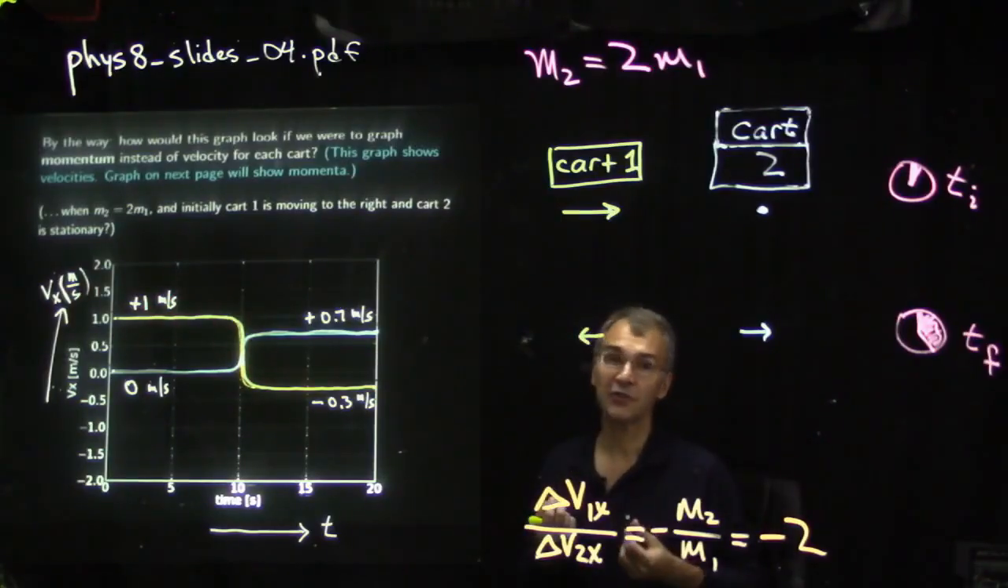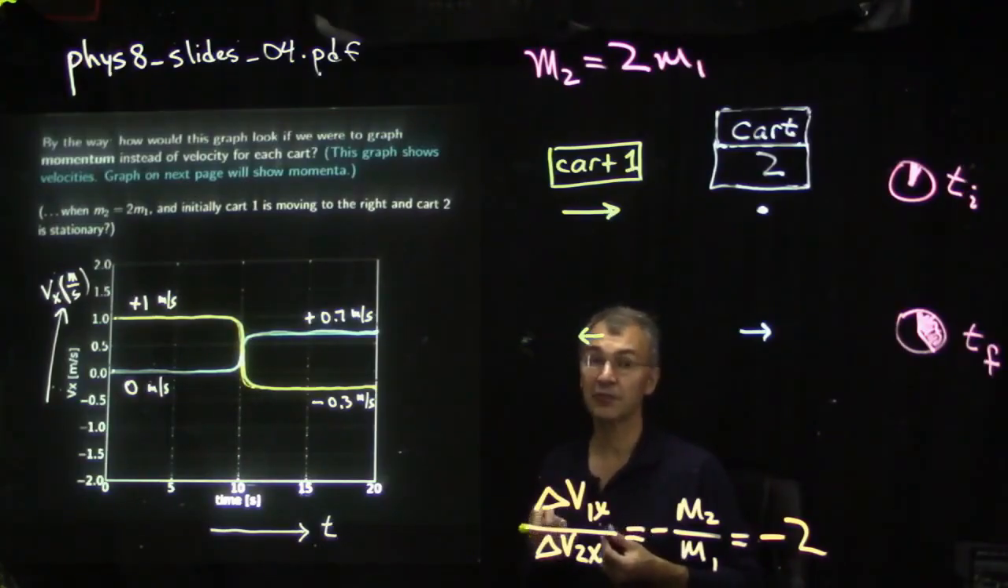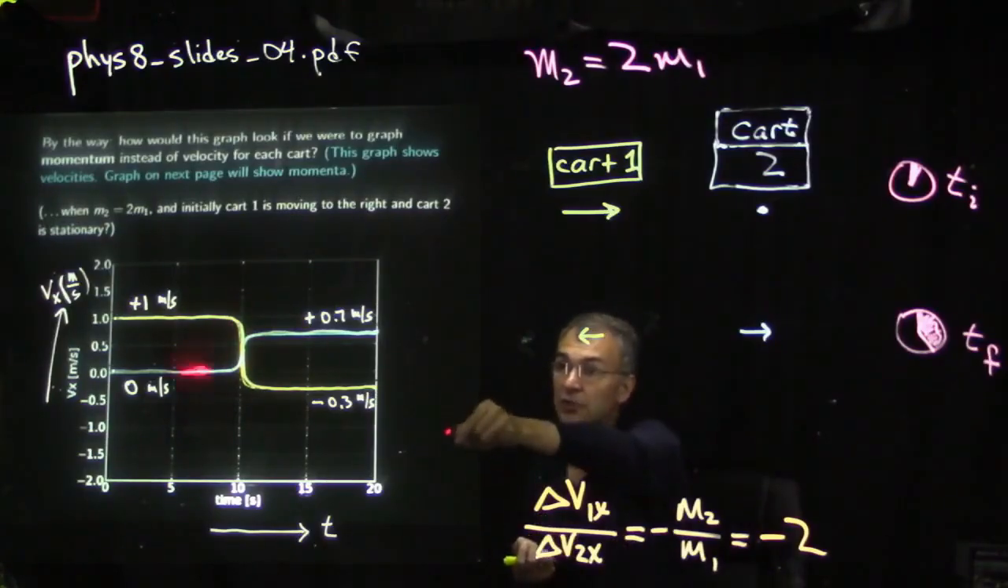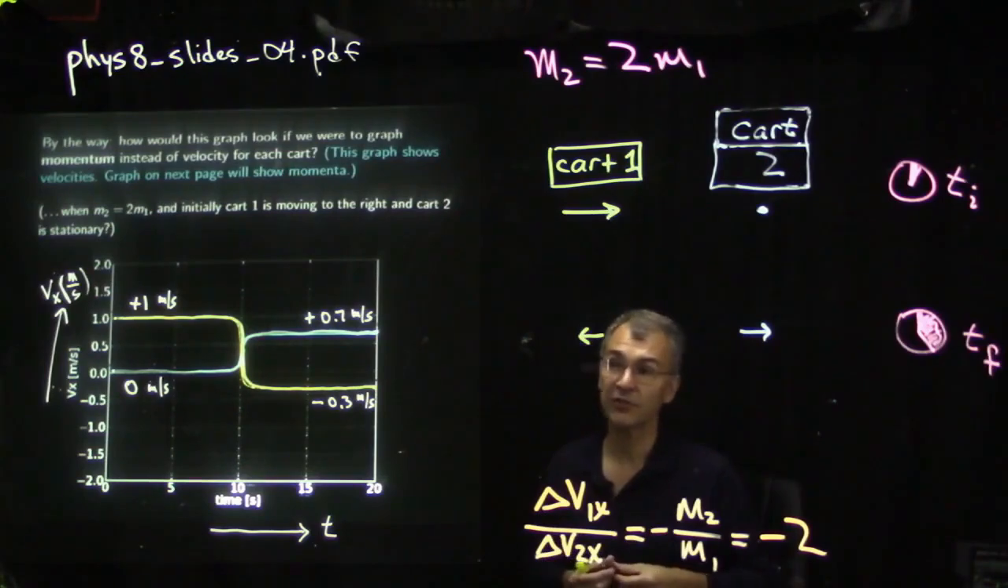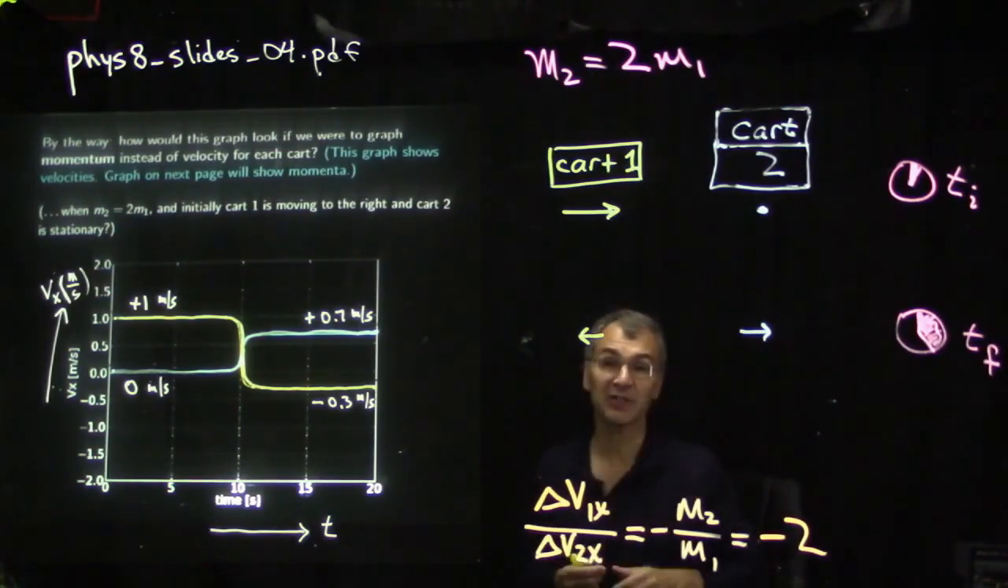The question is, if we drew momentum on the vertical axis instead of drawing velocity on the vertical axis to describe this collision, would the yellow and blue curves have this ratio of changes that's different from 1? Or would the change in momentum for the first cart be the same magnitude as the change in momentum for the second cart? Think about that, and I'll show you the graph on the next page of momentum instead of velocity on the vertical axis.